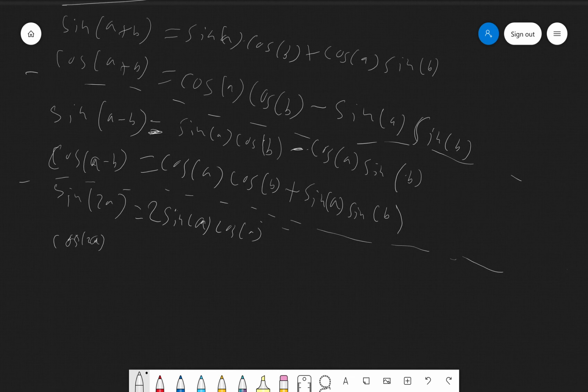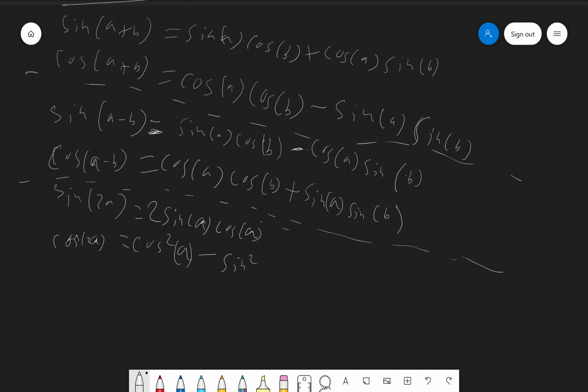Now the next one. What's the cosine of 2a? Cosine of a plus a. So we plug that in, and we get cosine of a times the cosine of a, that's cosine squared of a, minus sine of a times sine of a, that's sine squared of a.